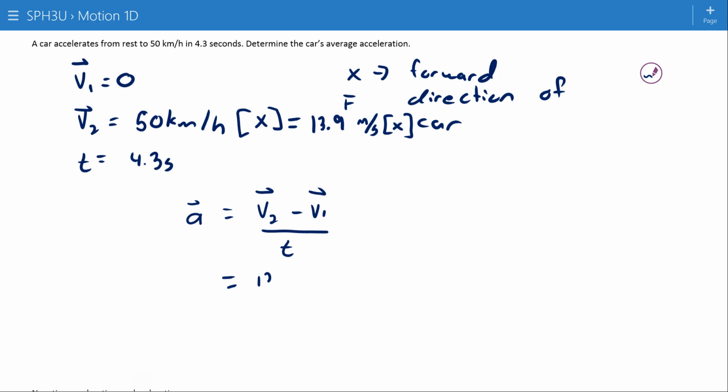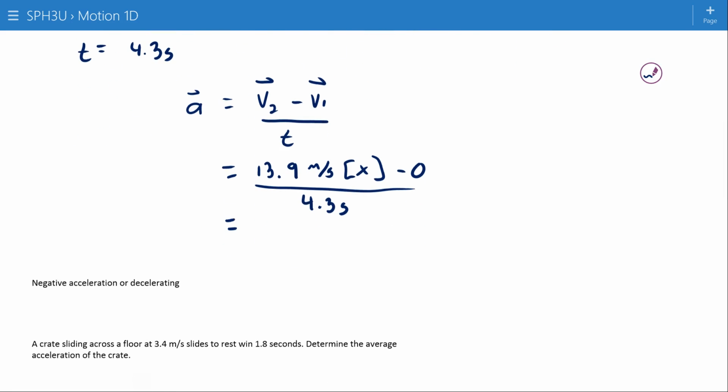So 13.9 meters per second, x minus 0 divided by 4.3 seconds is going to work out to be 3.23 meters per second squared, and whatever we consider to be the positive or forward direction.